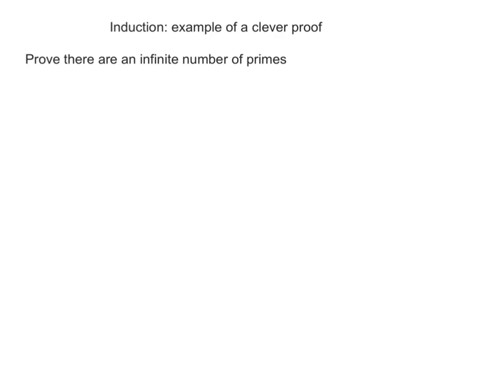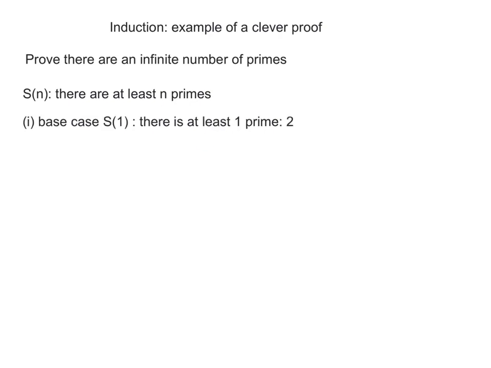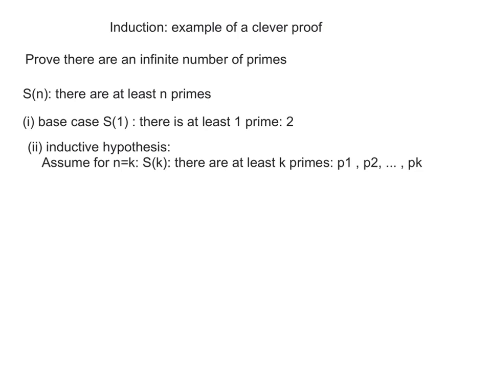Another example, I like this one because it's quite a clever proof. I think it's a Euclid proof, but basically, prove there are an infinite number of primes. So he starts this proof by saying, my S of n is the statement there are at least n primes. We need a base case, a place to start, S of 1, so there is at least one prime, and that's the number 2. You could pick any prime number you wanted; I just chose 2. We have our inductive hypothesis. We're going to assume for n equals k, in other words, S of k, there are at least k primes, and we will call them p1, p2, all the way up to pk.